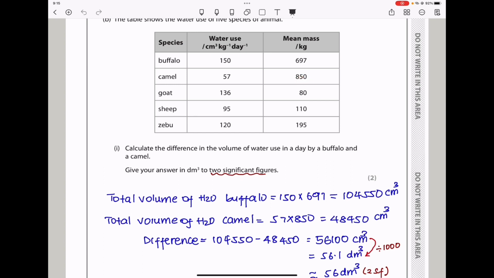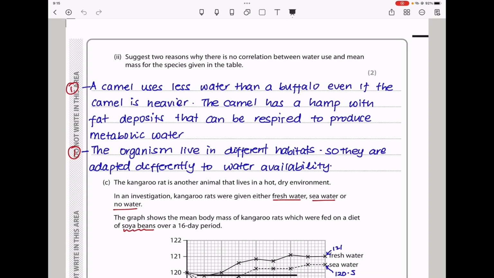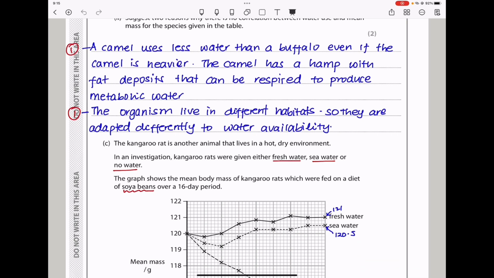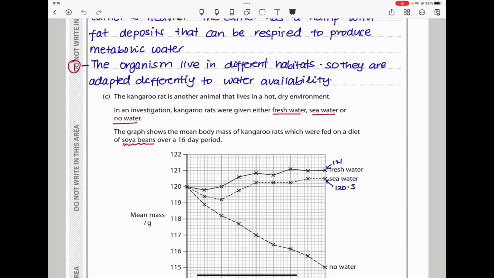However, because these two organisms live in different habitats, they have different adaptations to water use that enable them to survive. For example, the camel can use metabolic water because it has a lot of fat deposits. It doesn't have to consume a lot of water in order to survive. So here I said, a camel uses less water than a buffalo, even if the camel is heavier. The camel has a hump with fat deposits, and this can be respired to produce metabolic water. Also, the organisms live in different habitats, so they are adapted differently to water availability.